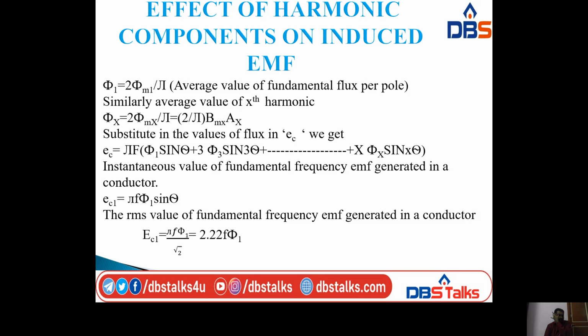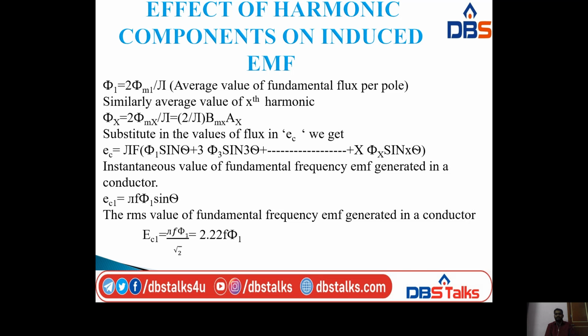And substituting the values of flux in EC, we get EC is equal to phi f of phi 1 sin theta plus 3 into phi 3 sin 3 theta plus and so on, plus x into phi x into sin x theta. So the instantaneous value of fundamental frequency EMF generated in a conductor is EC1 is equal to phi f into phi 1 sin theta. This is the instantaneous value of fundamental frequency EMF generated in a conductor.